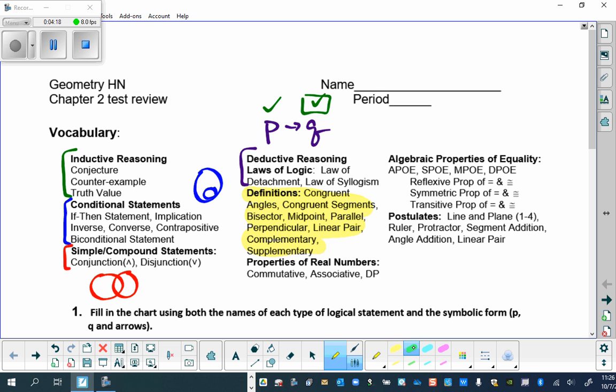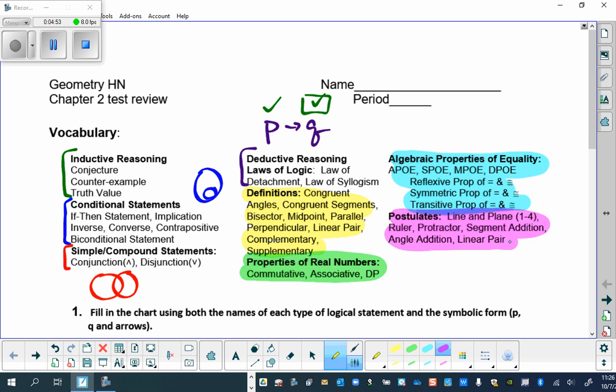And then we played with these properties of real numbers, commutative, associative, and distributive properties. And then we went ahead and talked about our algebraic properties of equality and what they were. And we reminded ourselves of some of our postulates that we end up using, segment addition, angle addition, to justify what we're doing. Any terms that you look at as we break them down that you're like, can we go over this one more time?